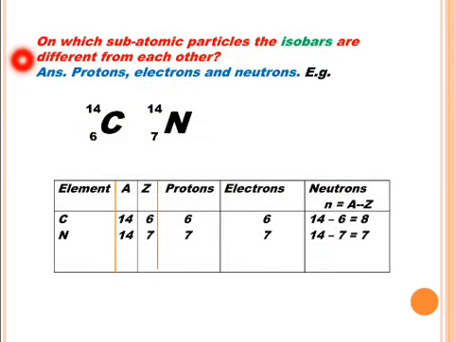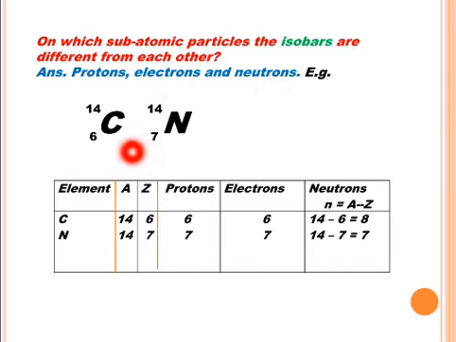Now students, answer one question. On which subatomic particle or particles are the isobars different from each other? Isobars are different from each other on the basis of the number of protons, the number of electrons, and the number of neutrons.